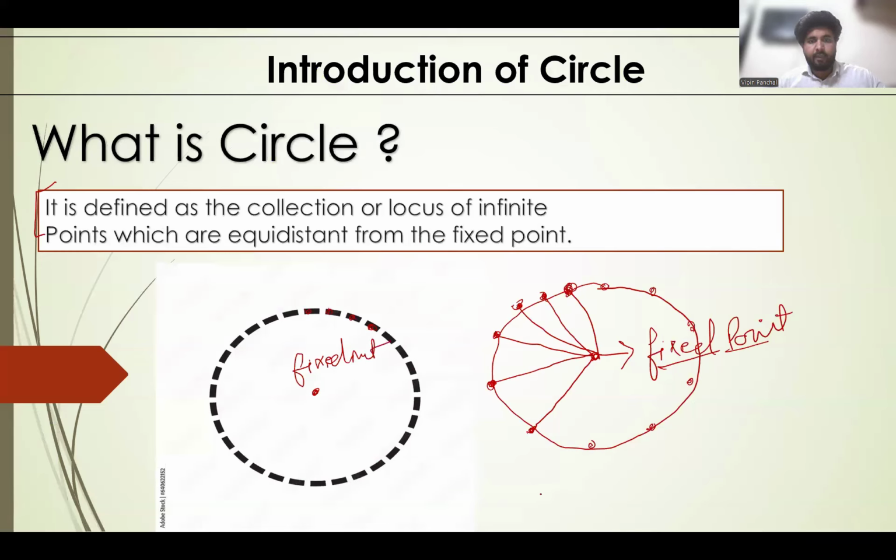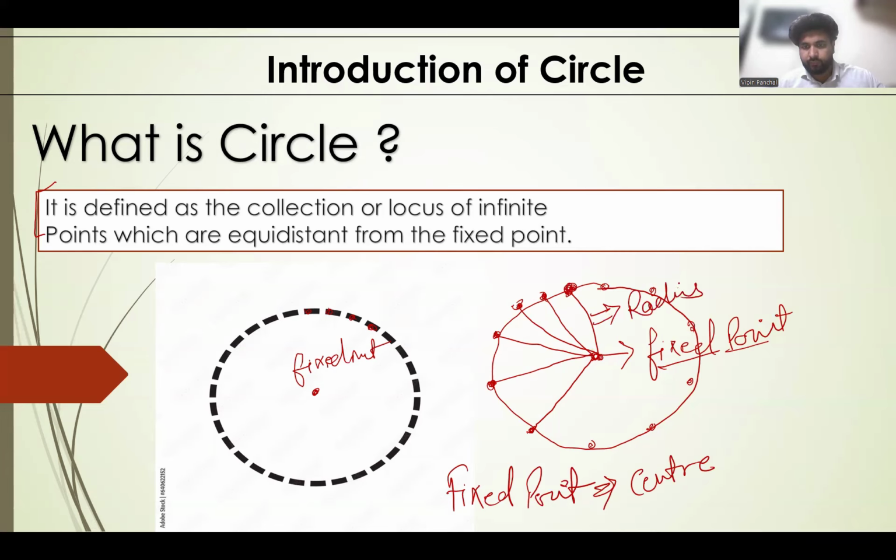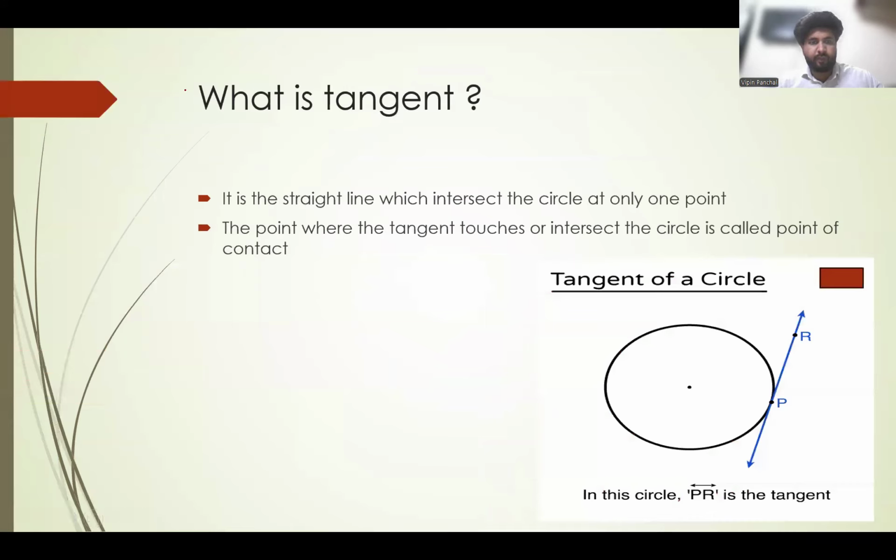Okay. Now this fixed point is known as the center. This fixed point is called the center of the circle. And the fixed distance between the point and the fixed point is called the radius. Okay. So it is the definition of a circle.